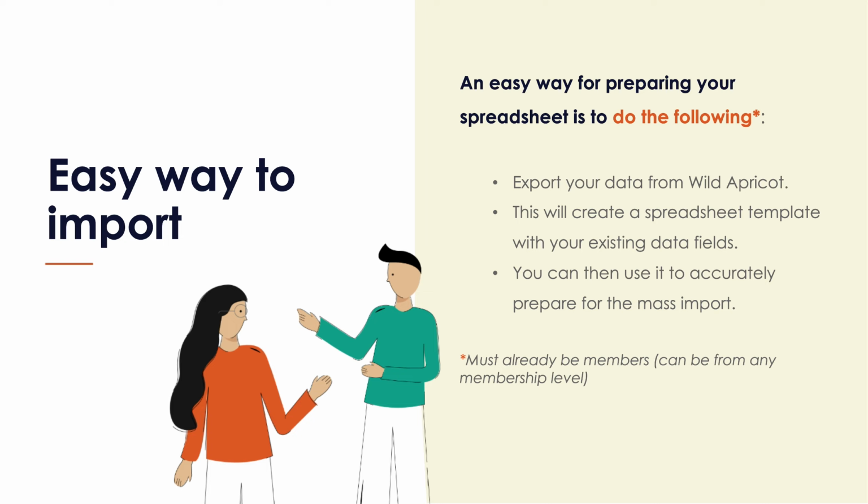There's a really easy way that you can actually prepare yourself for the import of information to Wild Apricot, and that's by exporting information that's already in the system. It's a little counterintuitive, but what it does is it gives you a template with which you can insert your information so that it fits right in. I'll show you exactly how to do that, as well as so you can familiarize yourself with the export process.